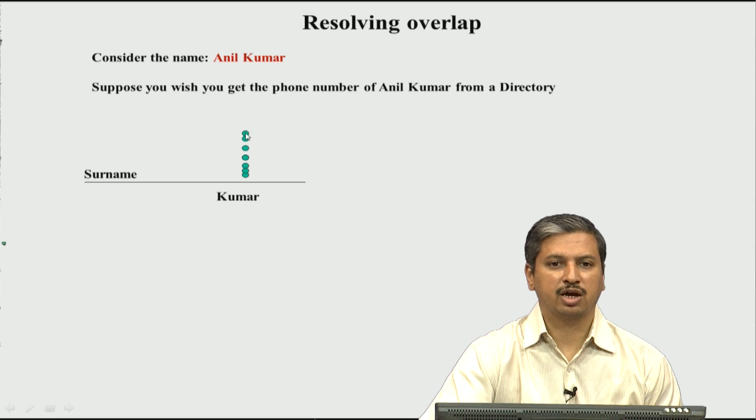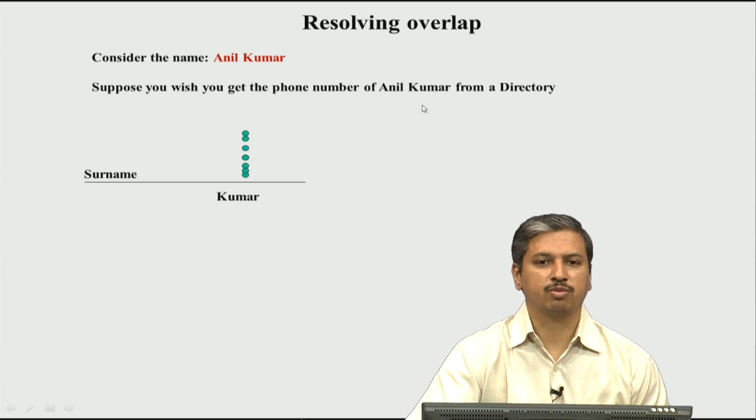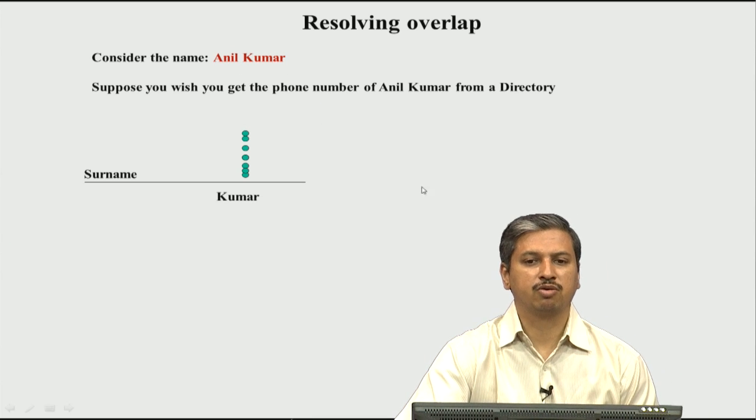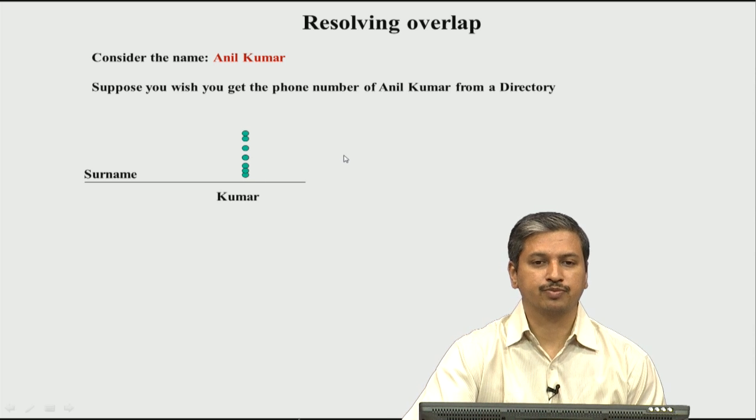So, you see this is what I have depicted schematically here, saying that there are many Kumars and they are all lying in the line, because that is called overlap, they are all overlapped. So, I do not know obviously which Anil Kumar, there are many Anil Kumars. So, I cannot simply look at the Kumar and get the phone number. Let us say I look at the first name, suppose I search in the directory by another approach, I start looking at the first name, again there will be many Anils in the directory. So, I will not be able to figure out which Anil is the one I am looking for.